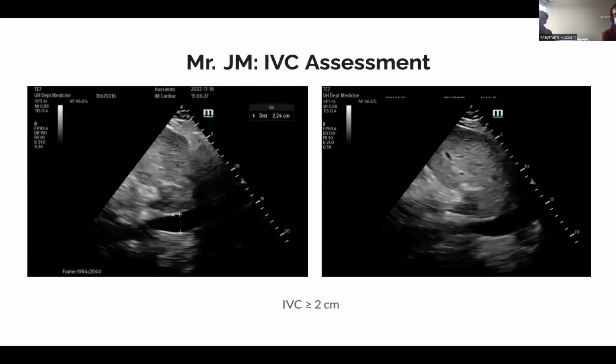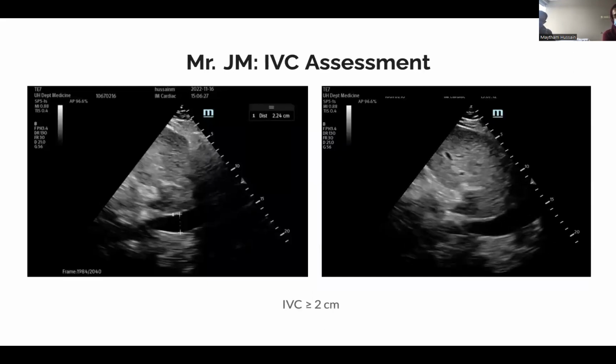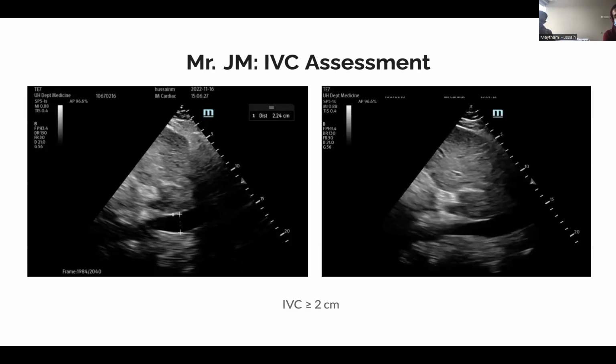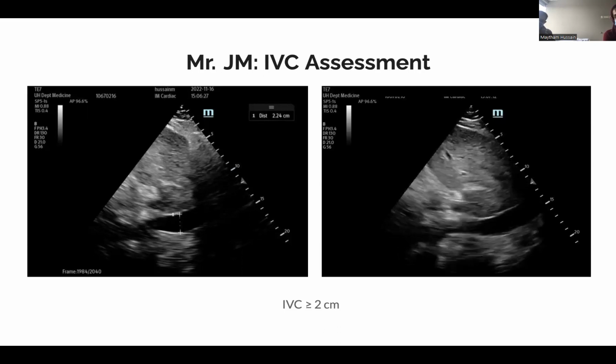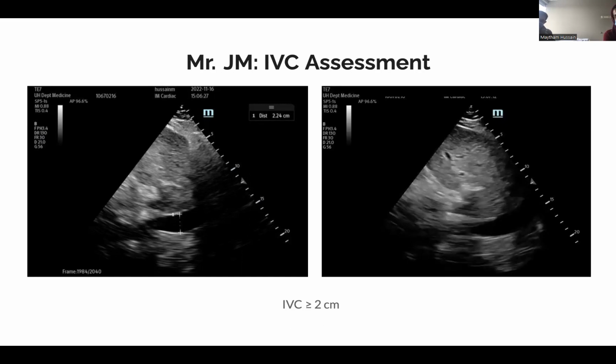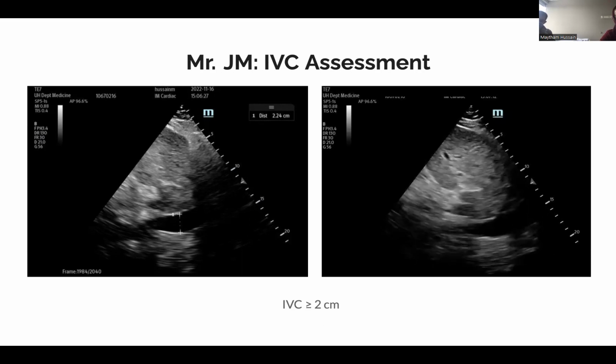In terms of Mr. JM's IVC, you can see here that it was 2.24 centimeters, and in his case was not very collapsible. I'd say less than 50%. And so we proceeded with his remaining VExUS score.